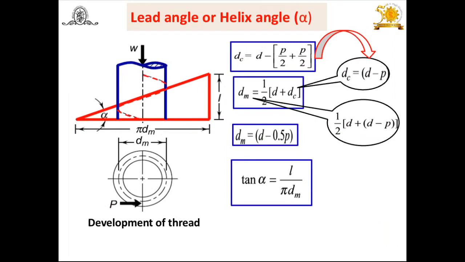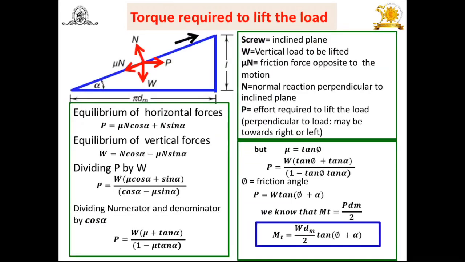Here you will find P is the effort, which is perpendicular to the load, that we have to put. The effort means force, then times dm by 2, so you will get the torque here. This is the torque required that we have to find out. But what is the value of P, we will see in this expression.